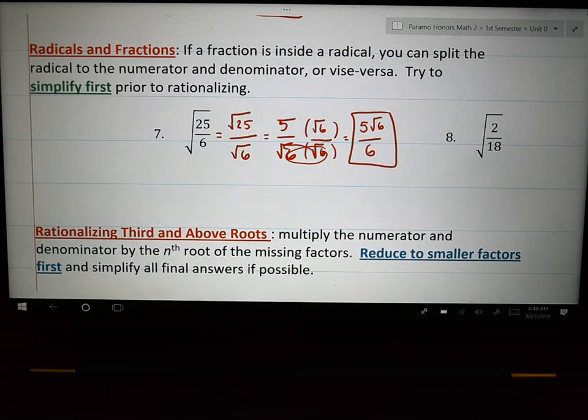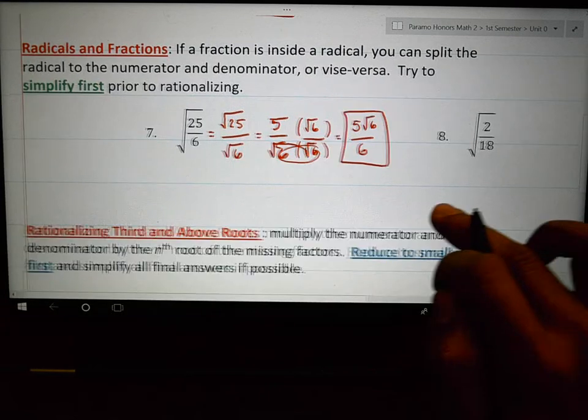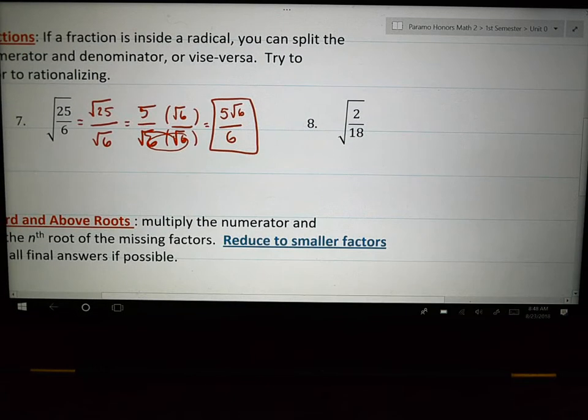If you understood how to do that, I want you to try number 8. You may discuss the answer with the person you're sitting next to. Make sure it's rationalized and simplified. Go for it.